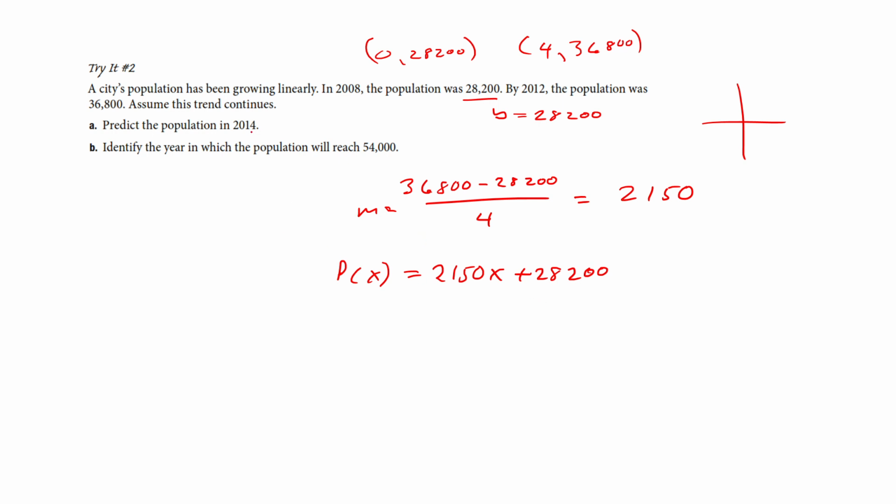So they want to predict the population in the year 2014. Well, that's 6 years after this. So we're evaluating this when it's 6. So P of 6. So if I crunch that right, 6 years from now, we're expecting a population of about 41,000. Okay, when is the population going to reach 54,000? That just means we want this population and we want our y to equal 54,000.